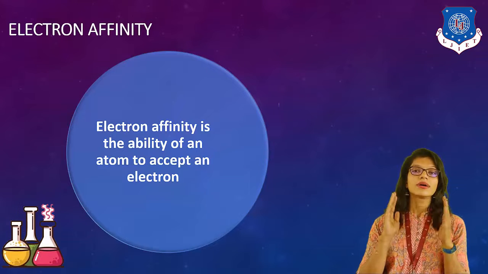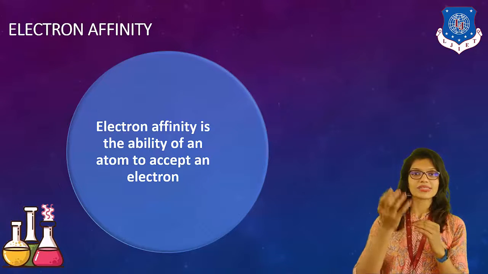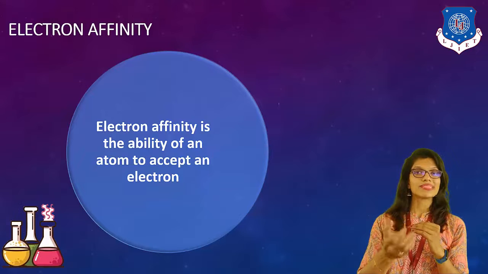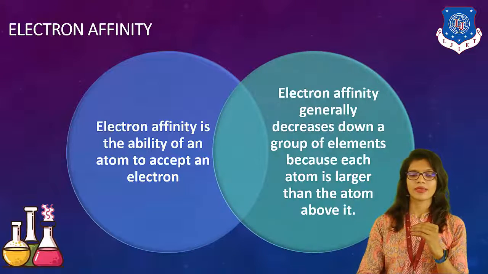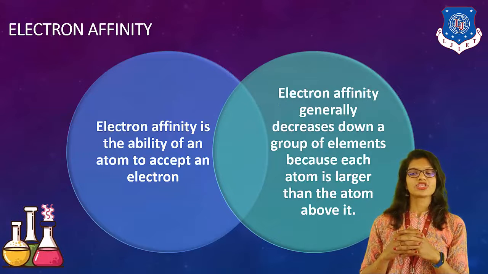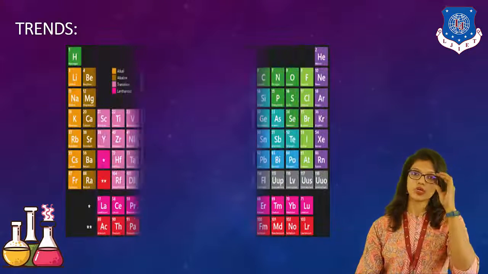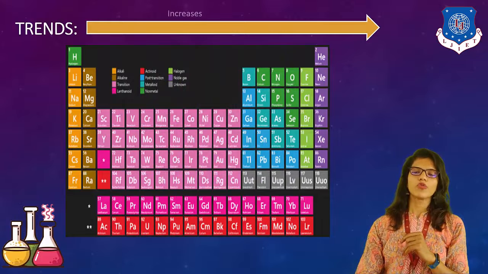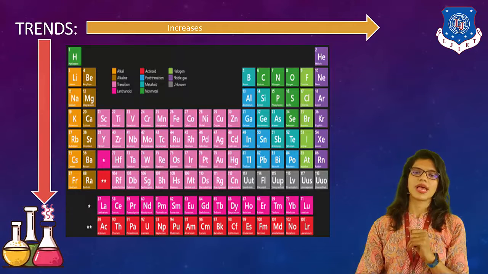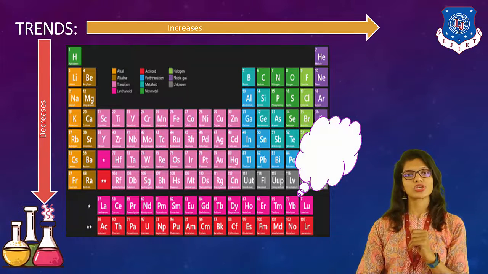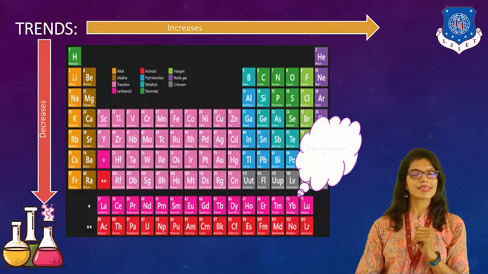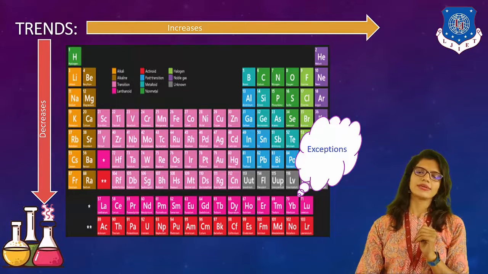Okay, here understand the difference. Electronegativity means attract. Electron affinity means accept. Okay? Here electron affinity generally decreases down a group of elements because the atom is larger than the one above it. Generally it has been observed a different trend than the normal one. Okay? Let's observe the trends here. So when we move from left to right, it increases. And when we move from top to bottom, it decreases. Again, here two exceptions. One is noble gases. Second one is lanthanide-actinide series.